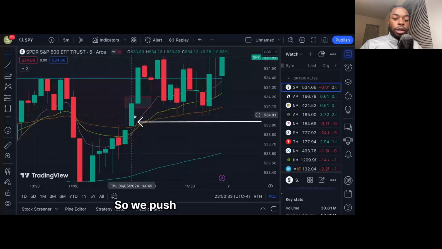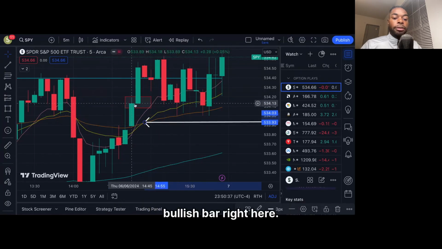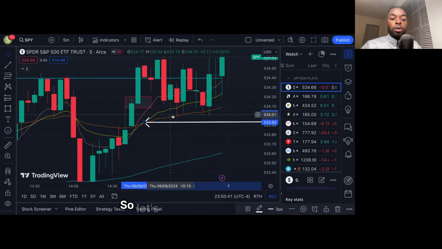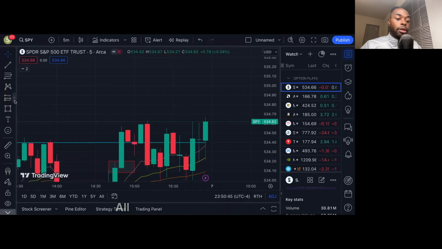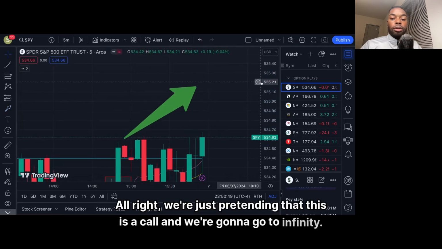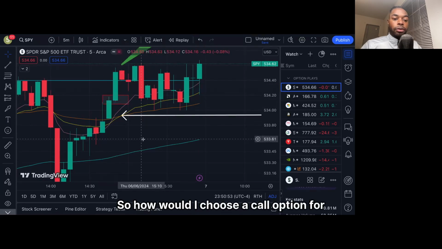So we push up with this nice bullish bar where this arrow is pointing to, this bullish bar right here. You would enter one tick above the close of that bullish bar. So let's just pretend, for instance, that this is going to go to infinity. We're just pretending that this is a call. So how would I choose a call option for this?